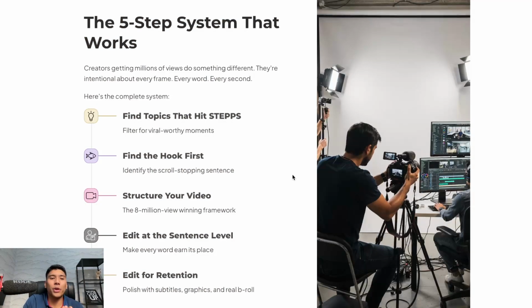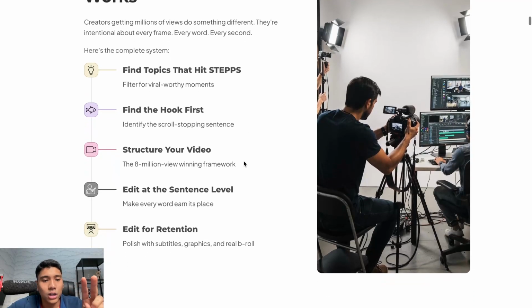Alright, so I'm going to go straight into it. This is the 5-step system that works to actually create viral short-form videos from your longer-form podcast or longer-form videos. So there's 5 steps. Number 1 is find topics that hit STEPPS, which are viral components or viral factors that make something worth sharing. I'm going to explain in a bit. Find a hook, structuring your video, editing at sentence level, and editing for retention.